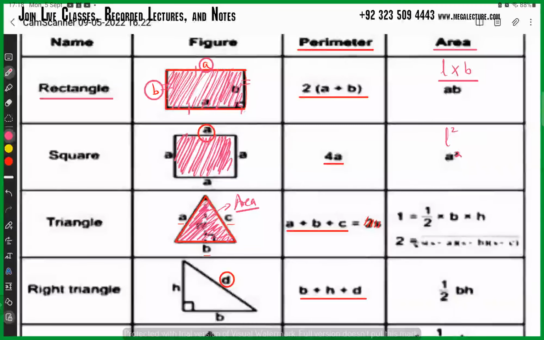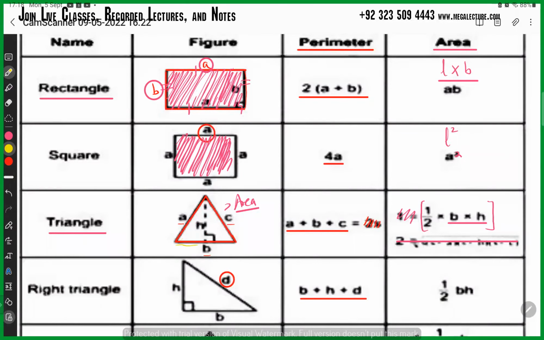Okay. If we talk about this triangle, what is the area of a triangle? We have two formulas for you guys. We are only going to consider the first one. It's basically 1 by 2, half, multiplied by base into height. Now, this is important. Base and height are important. You need to understand what is the base and what is the height.